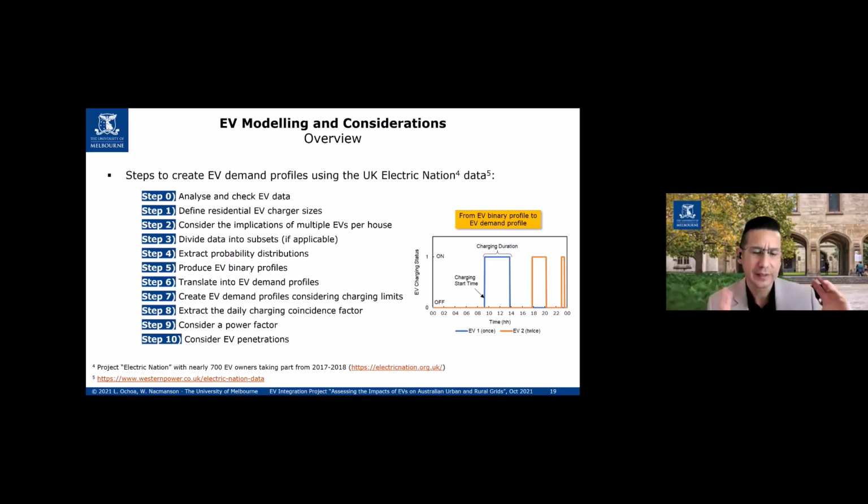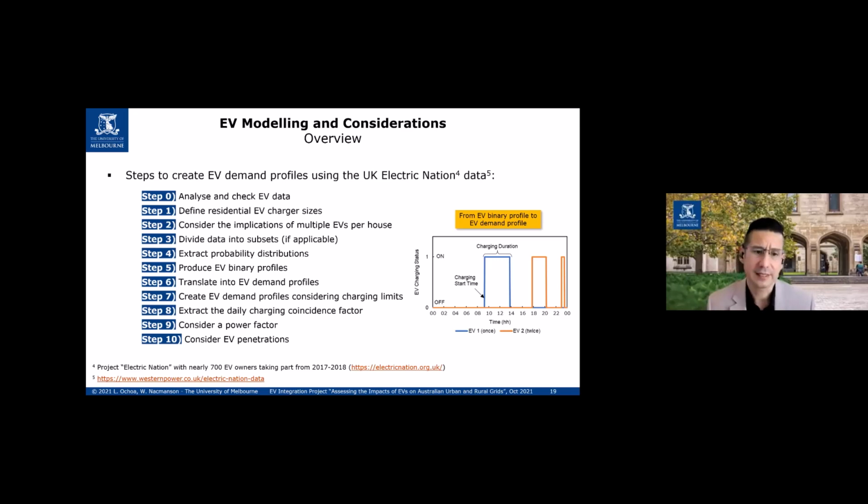Anyways, there's a whole methodology to use the data, particularly from Electric Nation, which is a UK project that collected data from 2017 to 2018. The data is publicly available, and the links are there. But the data, of course, is raw data. So we needed to analyze this data, and define the different charger sizes that they were using as well. We had to do our own considerations to capture multiple electric vehicles per house.